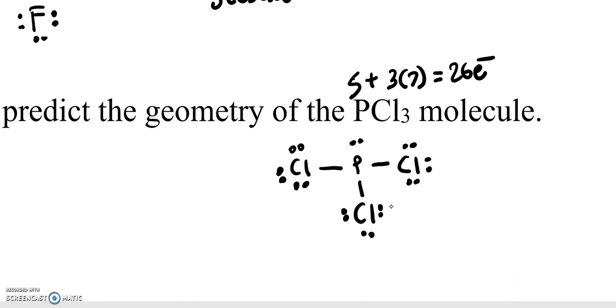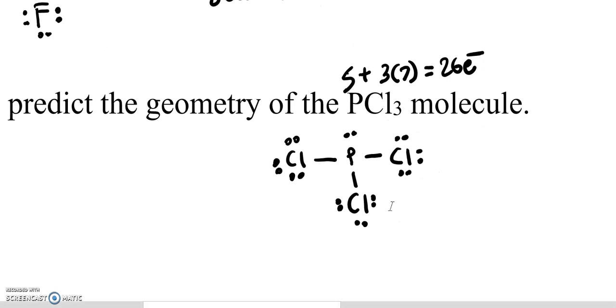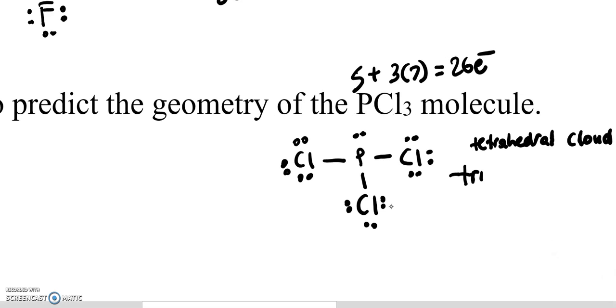All right, that's it. So what would be the geometry here? It's asking what is the geometry. Well, again, we're going to look at the cloud first, and then we're going to determine the geometry. If you have 4 around the central atom, it's called tetrahedral cloud. What would be the geometry of the molecule, since we don't have any atom for this lone pair right here? So it's going to be 3 of them, so it's going to be called trigonal pyramidal.